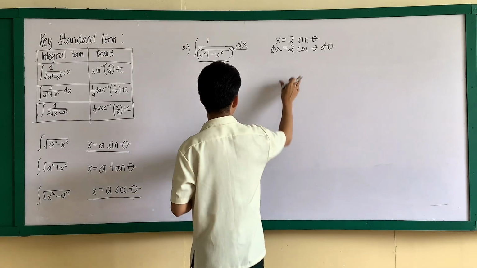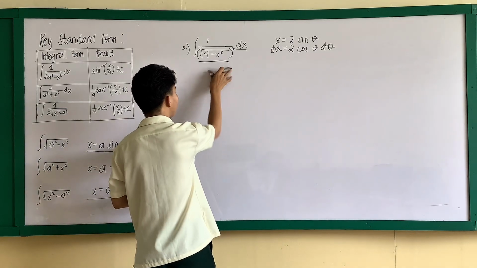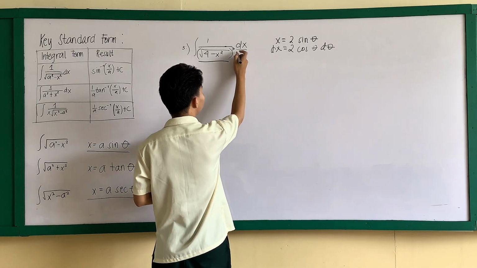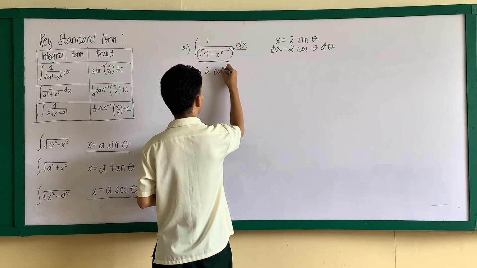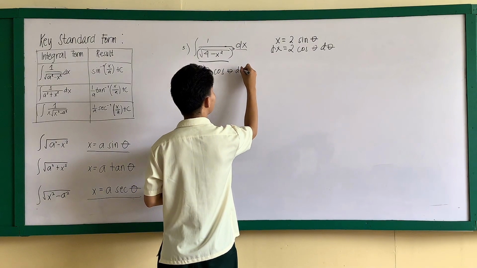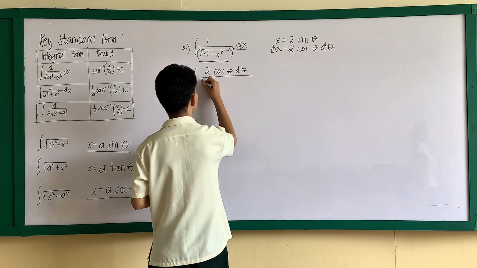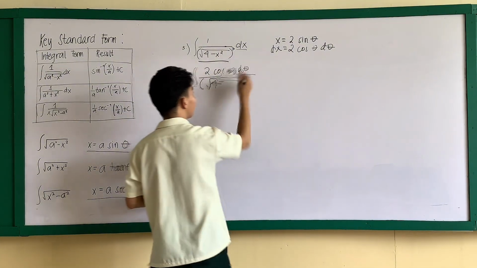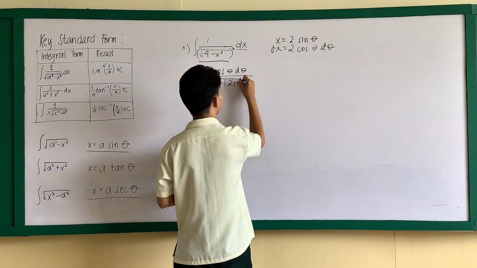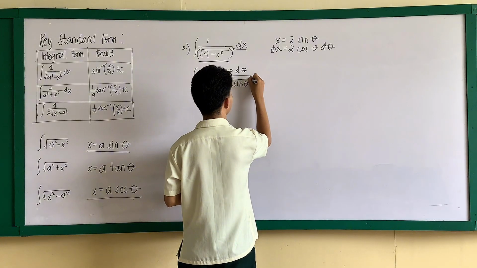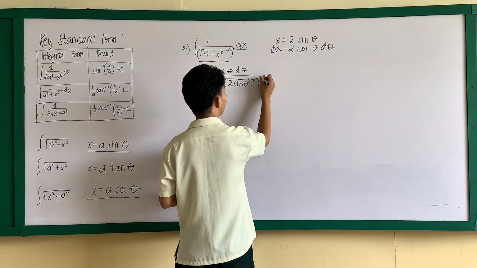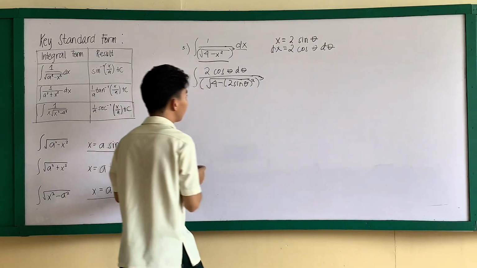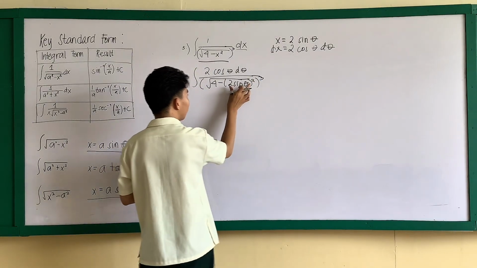So now we need to substitute this into our original problem. The value of dx is 2 cosine theta d theta over the square root of 4 minus the value of x, which is 2 sin theta, squared. Next is we need to solve this first.